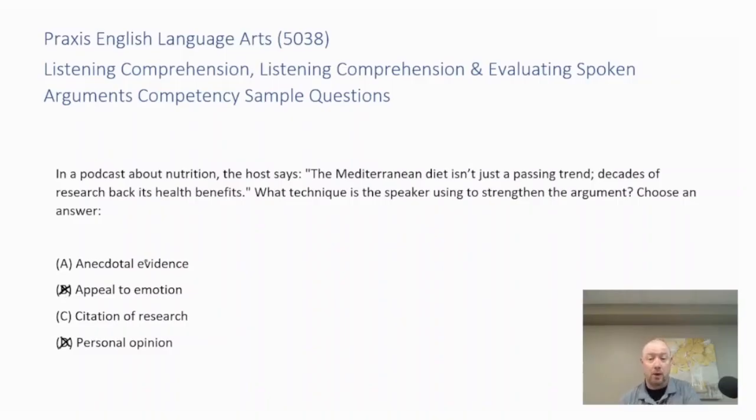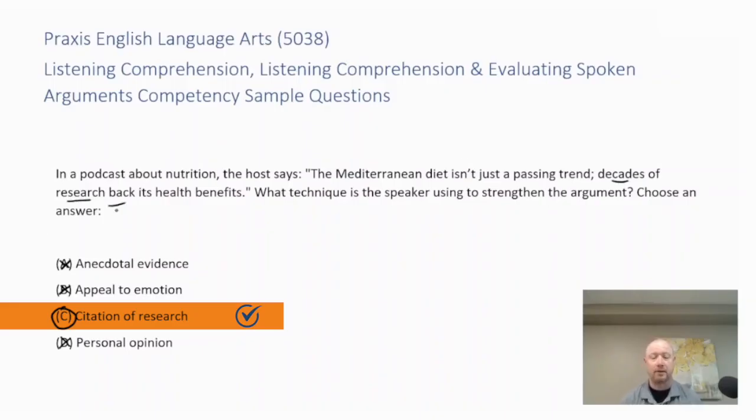Anecdotal evidence would be observations, but those observations about people using the Mediterranean diet are not backed by research. So the correct answer here is C, citation of research. And the reason in the sentence it says decades of research back its health benefits.